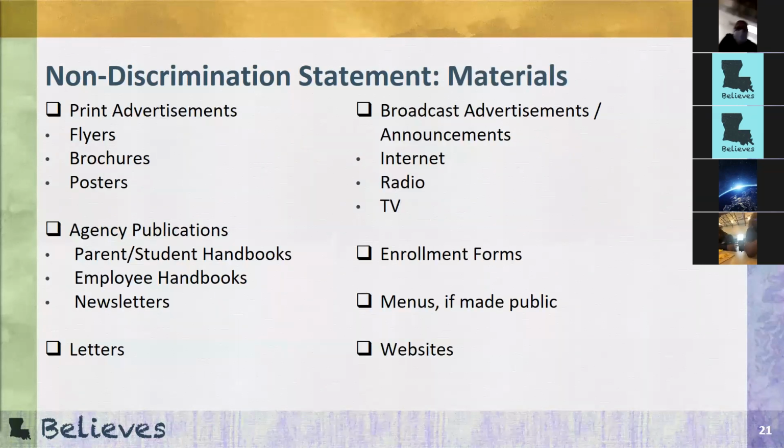The non-discrimination statement is required on any materials that mention the programs to the public. These materials may include advertisements, publications, letters, enrollment forms, broadcasts, CNP websites, etc. Items that do not require the non-discrimination statement to be printed are incentive items such as cups, buttons, magnets, and pins due to the impractical size.